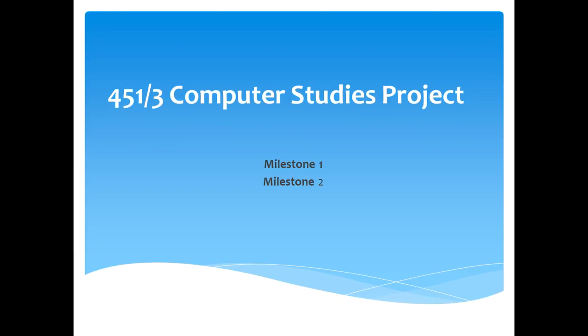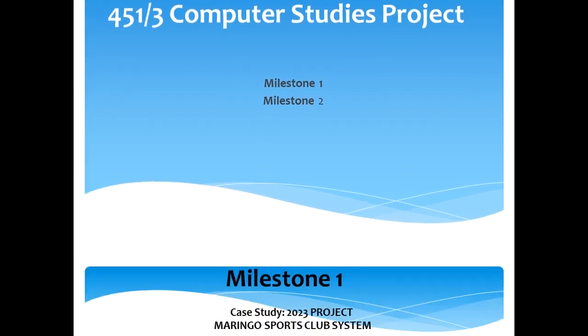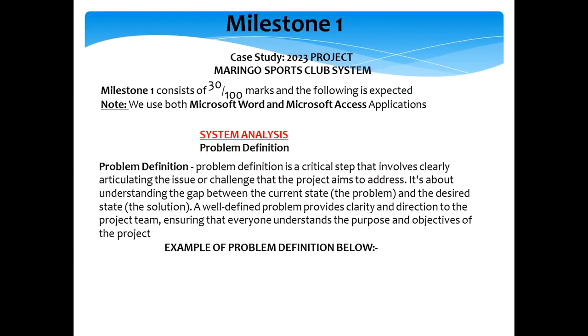I want us to look at 451/3, that is Computer Studies Project Guide, where I'll take you through milestone 1 and 2. Basically, when we talk of milestone 1, we are talking of 30 out of 100 marks, and that one is done in term 1. Note, we use both Microsoft Word and Microsoft Access to do the project. In this case, I will use last year's project, that is Maringo Sports Club System.